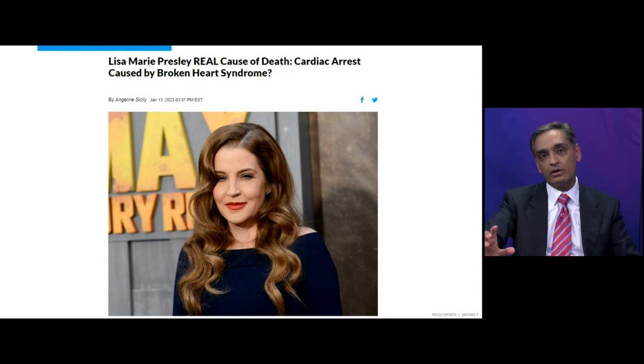But really, what we've gone from what was 2 decades ago to now commonly cited in the lay press, often known as the broken heart syndrome. And I was just Googling recently as I was preparing for this presentation, and there was an article on Lisa Presley, somebody thinking that maybe her death was related to the broken heart syndrome. So really, this diagnosis has entered the sort of popular press.